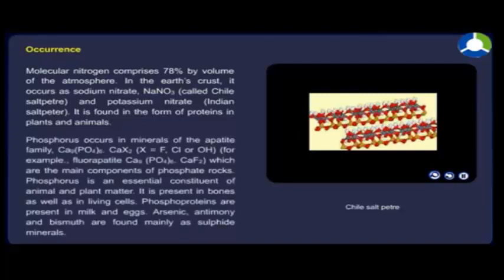Phosphorus occurs in minerals of the apatite family, which are the main components of phosphate rock. Phosphorus is an essential constituent of animal and plant matter. It is present in bones as well as in living cells. Phosphoproteins are present in milk and eggs. Arsenic, antimony and bismuth are found mainly as sulfide minerals.